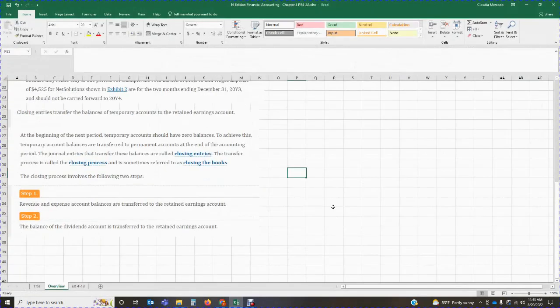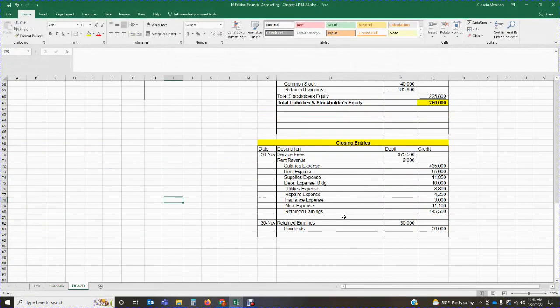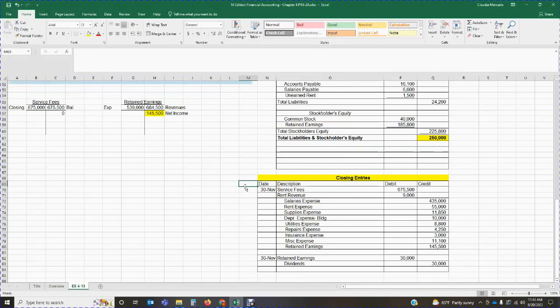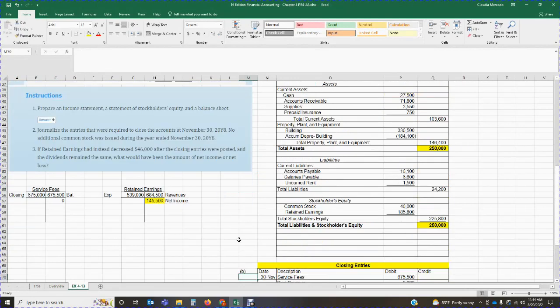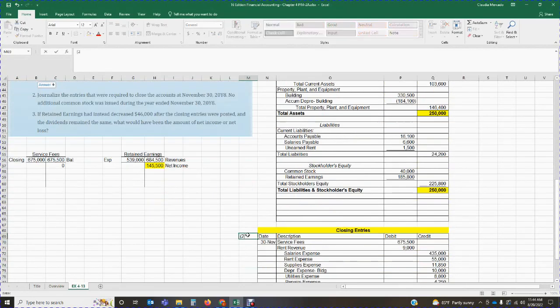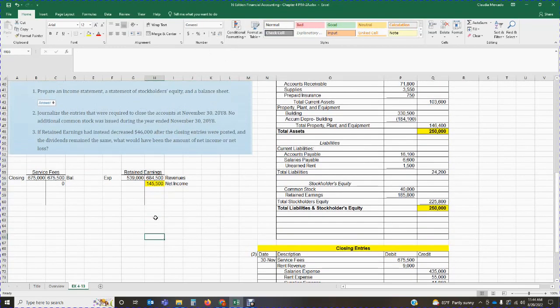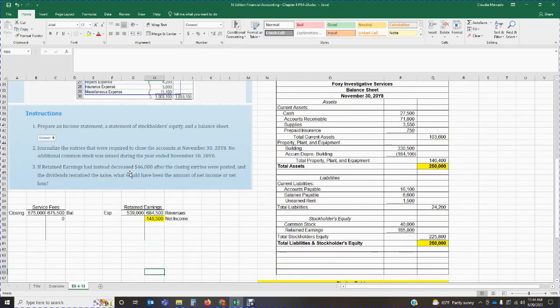Okay, so that is it for requirement B. This is the second requirement, or requirement 2. They have it labeled as requirement 2. Let me make that correction. Okay. Requirement 3. If retained earnings had instead decreased $46,000 after the closing entries were posted and the dividends remained the same, what would have been the amount of net income or net loss?